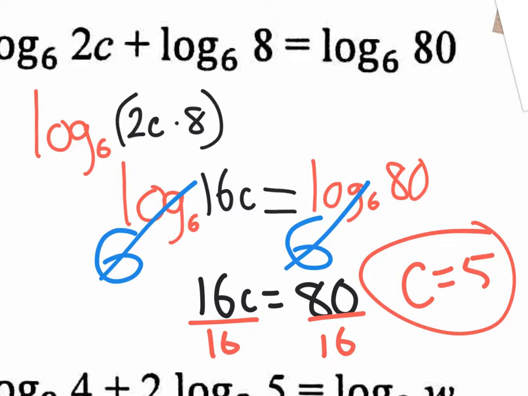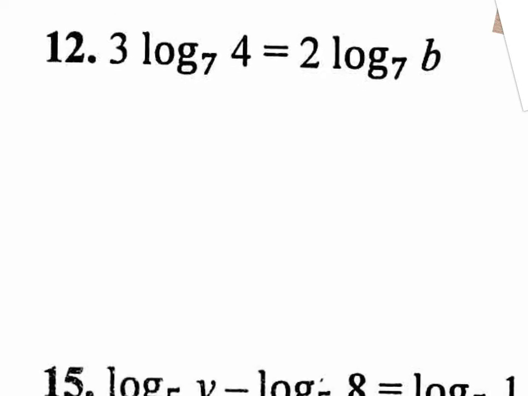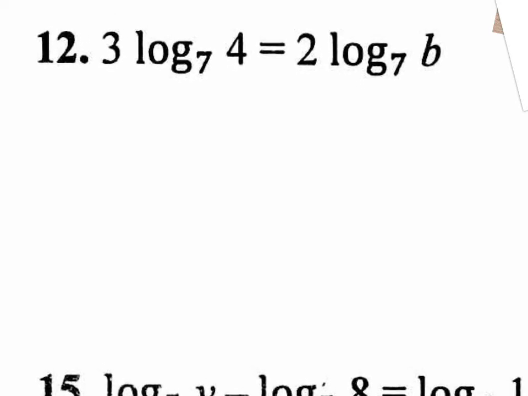Ta-da! What do you guys think? Let's jump to number 12. Check out number 12. Well, I know we're thinking, well, let's get rid of log base 7. Raise both sides to be the power of base 7. Why can't we do that yet? Because there's a 3 out here. This is really saying 3 times log base 7 of 4. The only way we could actually raise both sides is if you had log base 7 of something equals log base 7 of something. Then you could raise both. But you have a 3 times out here in the front. That messes it up.